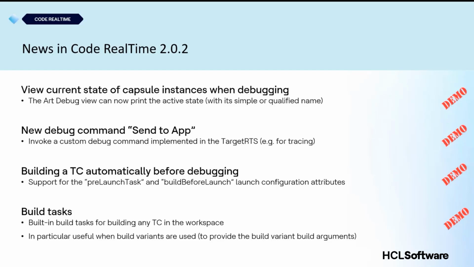We've also provided now build tasks that are automatically computed based on the TCs in the workspace. So this makes it possible to easily build any TC in your workspace, and in particular, if you're using build variants, this is useful because this is a way how you can provide the arguments to the build variants and decide what version of the application to build.